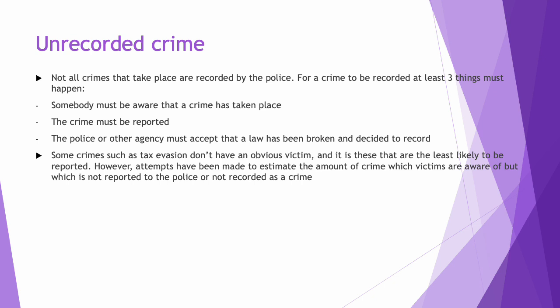Not all crime that takes place is recorded by the police. For a crime to be recorded, at least three things must happen. Somebody must be aware that a crime has taken place, the crime must be reported, and the police or other agency must accept that a law has been broken and decide to record it. Some crimes, such as tax evasion, don't have an obvious victim, and it's these that are least likely to be reported. However, attempts have been made to estimate the amount of crime which victims are aware of, but which is not reported to the police, and is not recorded as a crime.